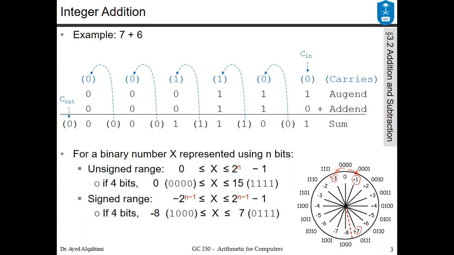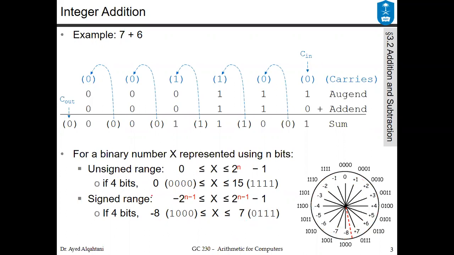And you can notice that in the positive side, we have from +1 to +7. But for the negative, we have from -1 to -8. So we have one more representation on the negative side than the positive side. And this is why for 4 bits, x would be from -8 to 7.